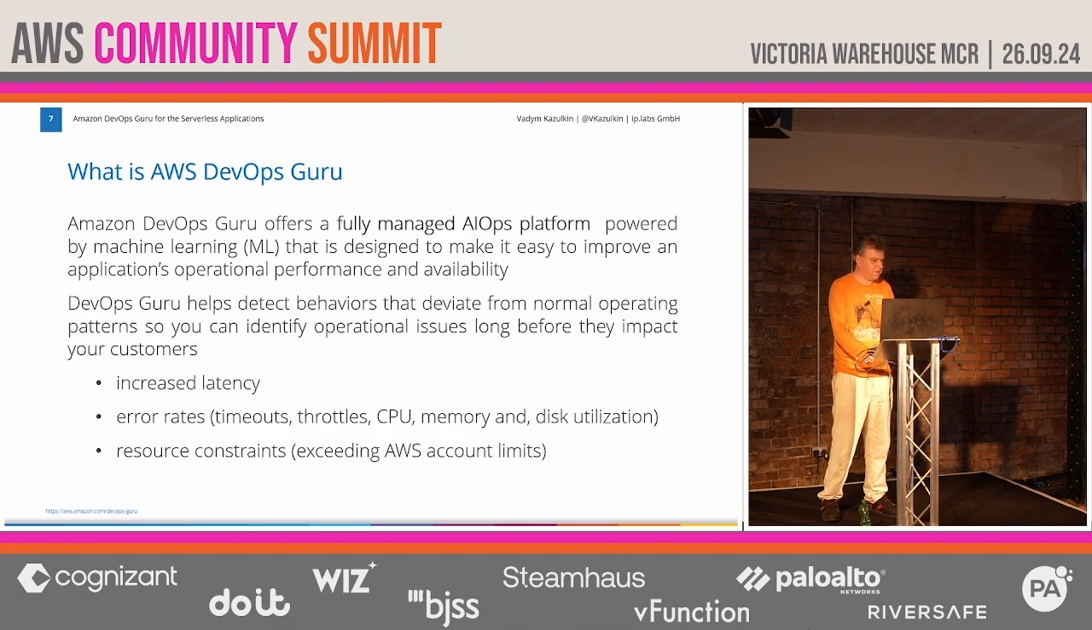So what this service promises in general, it's also available not only for serverless services, but also containers, standard EC2s, Kubernetes containers and all that stuff. Generally, it can automatically detect increased latency, error rates, all possible stuff like timeouts, throttles, CPU, memory, disk utilization, but also resource constraints, because each AWS account has some limits that you can reach. Of course, some of them are soft and you can increase them, but sometimes you're not even aware and you're just pushing the boundaries.